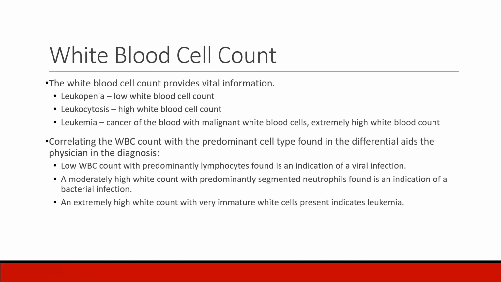Correlating the WBC count with the predominant cell type found in the differential aids the physician in the diagnosis. So again, a low WBC count with predominantly lymphocytes is found as an indication of a viral infection. A moderately high white count with predominantly segmented neutrophils, which is one of the 5 types of white cells found in your blood, is an indication of a bacterial infection. So these 2 counts, along with the differential, will point the doctor in the right direction.